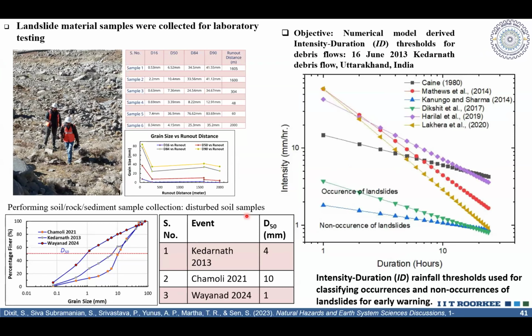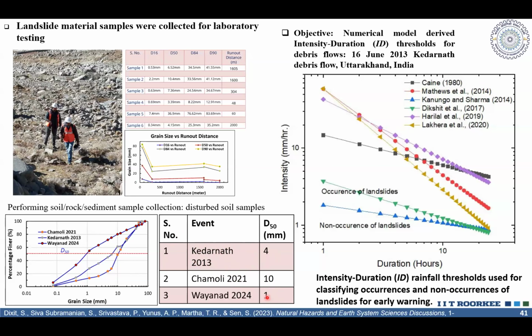Of course, we visited the site close to 10 years after the disaster. We did collect some samples. The D50 we got for Kedarnath is about 4 mm, whereas for the 2021 Chamoli Roorkee avalanche it is 10 mm. For Wayanad, we did not fly any drone, so the larger particles are not accounted for in this collection of debris size. But to compare with the cases of debris flows happening in the Himalayas as well as in the Western Ghats, you can see the Western Ghats debris flow. The Wayanad one had a D50 of close to 1 mm.